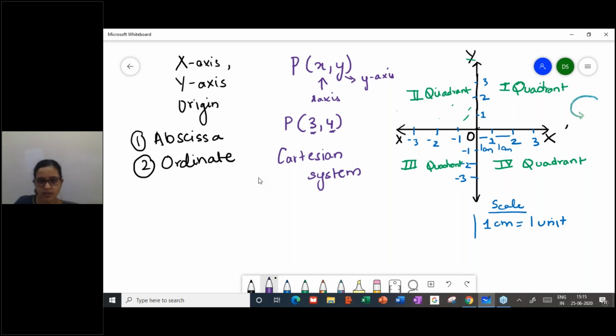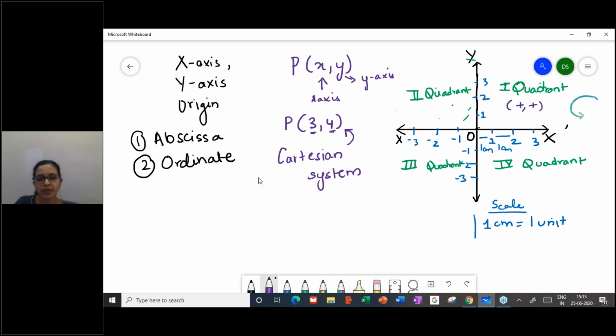This is what is called the Cartesian system. In that, this is the way points are named, like P(3, 4) is basically P(x, y). In the first quadrant, x is positive and y is positive. So both are positive. This is how you write it.